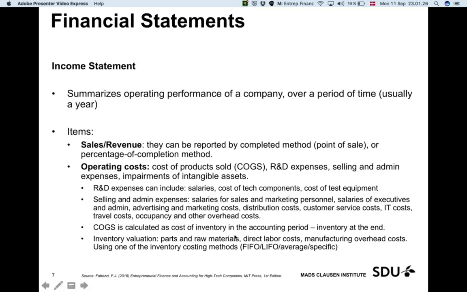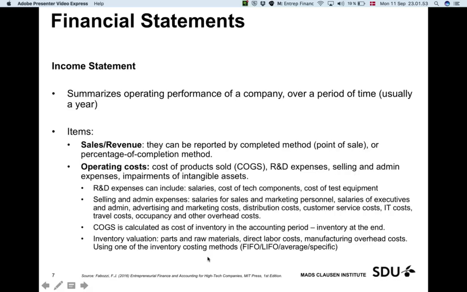Meanwhile, the COGS, the cost of goods sold, is basically the cost of inventory. This is important, that then the inventory valuation, how is it done? So usually we need to be very clear that it needs to include the parts and raw materials, direct labor costs, manufacturing overhead costs, and again here you need to pick a method.